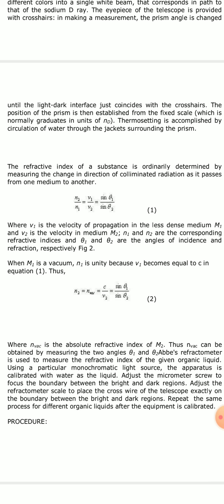The apparatus is calibrated with water as the liquid. Adjust the micrometer screw to focus the boundary between the bright and dark region. Adjust the refractometer scale to place the cross wire of the telescope exactly on the boundary between the bright and dark region. Repeat the same process for different organic liquids after the equipment is calibrated.